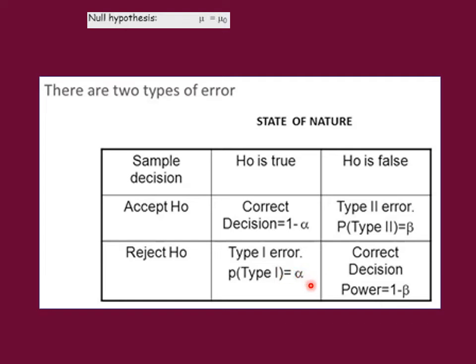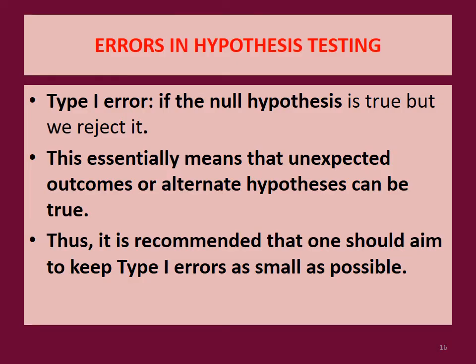That is called alpha. The amount of error is the alpha. Then if it is correct, it is 1 minus alpha. If we say the error is 5%, then the correct decision is 95%. Like that. We have to remember that.